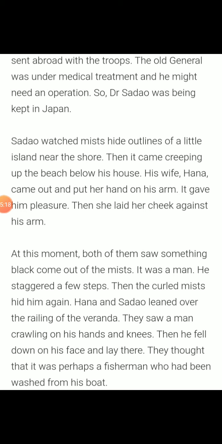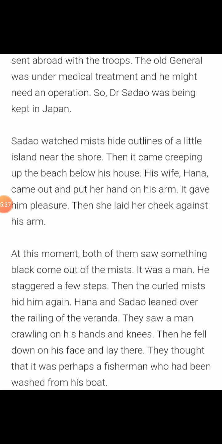Sadao watched mist-height outlines of a little island near the shore. Then it came creeping up the beach below his house. His wife Hana came out and put her hand on his arm.